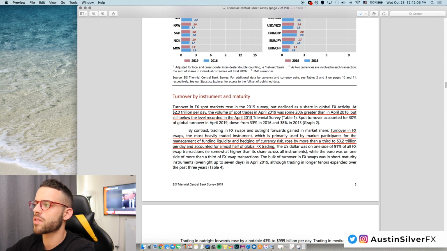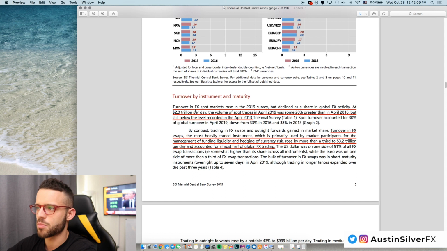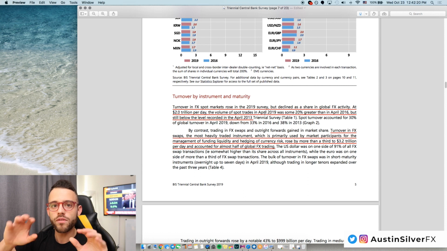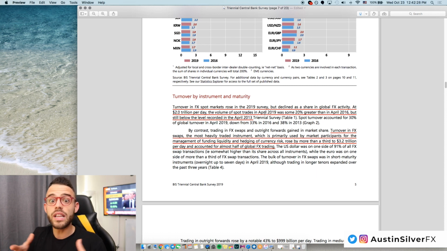This is talking more about the swap versus the spot market. So turnover, which is how much money is being pushed around every day, in the spot market rose in the 2019 survey, but declined as a share of global activity. At 2 trillion, so the number of dollars being circulated is larger, but as a picture of the whole Forex pot, the percentage of it is actually smaller. So while we're growing, what's really growing is those institutional guys that are trading the swaps.